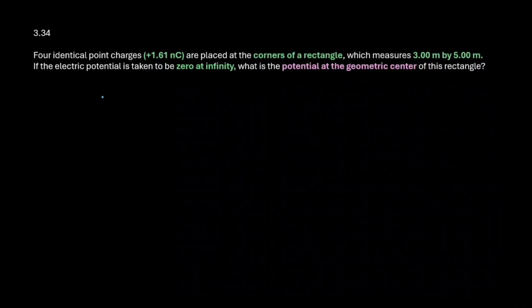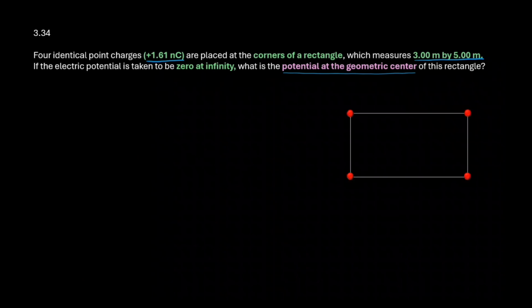Question 3.34. Four identical point charges of 1.61 nanocoulomb are placed at the corners of a rectangle which measures 3 meter by 5 meter. If the electric potential is taken to be zero at infinity, what is the potential at the geometric center of this rectangle?